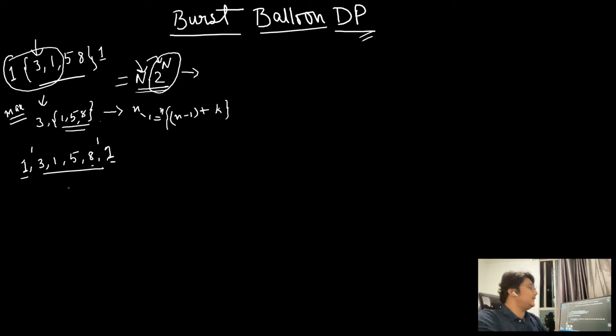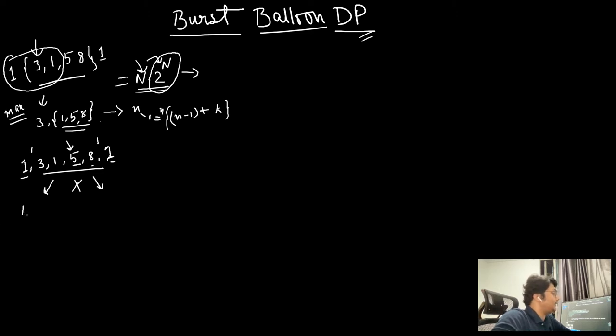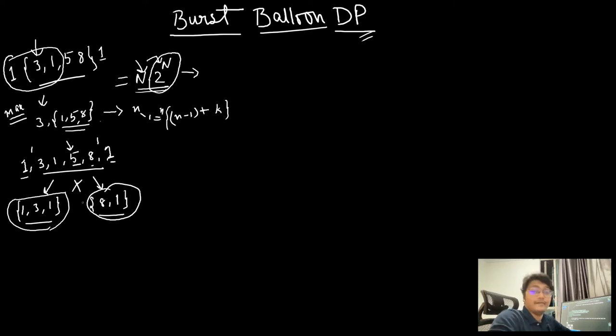Now if we pick any balloon, let's say we pick 5 and burst it, what is happening to the array? If 5 is not there, let's try to delete 5. The array gets broken down into 2 subarrays. This is 1, 3, 1, which is one part of the subarray, and the other part becomes 8 and 1. So just by bursting the balloon, we have broken down the problem into two smaller versions of the same problem. Now what we want to do is maximize this part of the array, and maximize this part of the array. If we are able to do that, then we have the solution using the divide and conquer method.